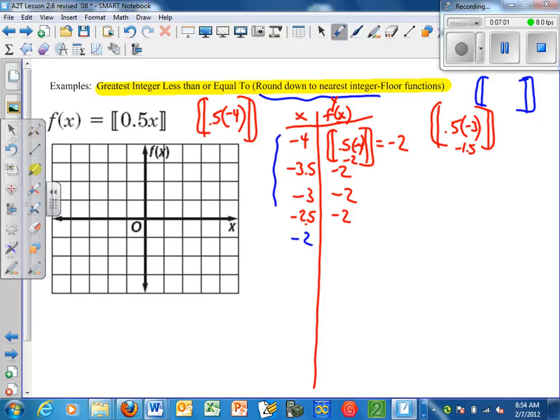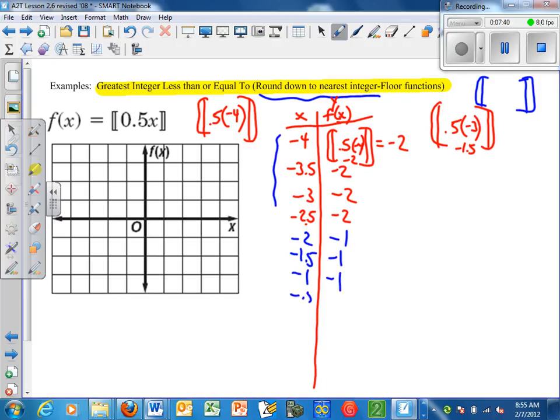Now I'm going to go down to negative 2 here. If I put negative 2 in for x, I take 0.5 times negative 2 inside that greatest integer less than or equal to function. That would be negative 1. I round it down, I'm going to get negative 1. If I try negative 1.5, multiply that by 0.5, I get negative 0.75, but then I round negative 0.75 to the integer below it, which is negative 1 also. Put negative 1 in. Negative 1 times 0.5 is negative 1/2. Negative 0.5 rounded down will also be negative 1.